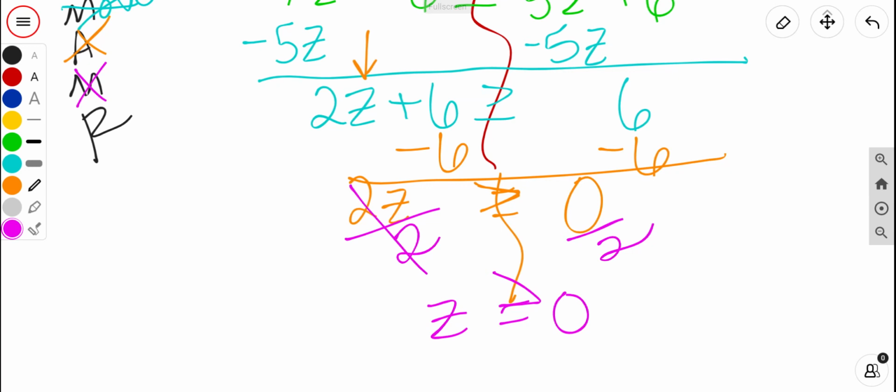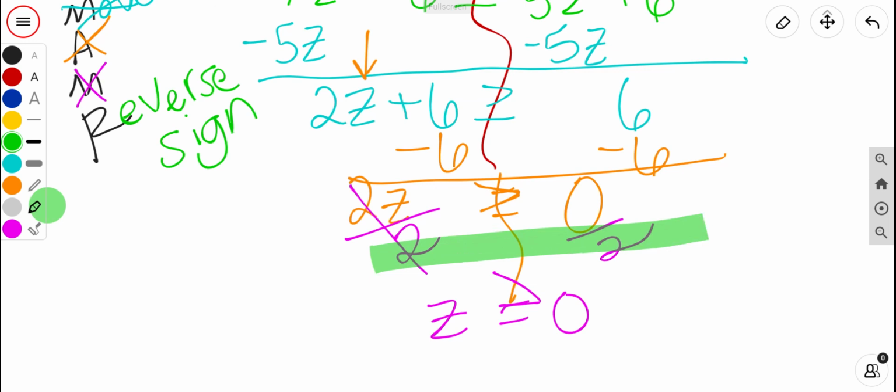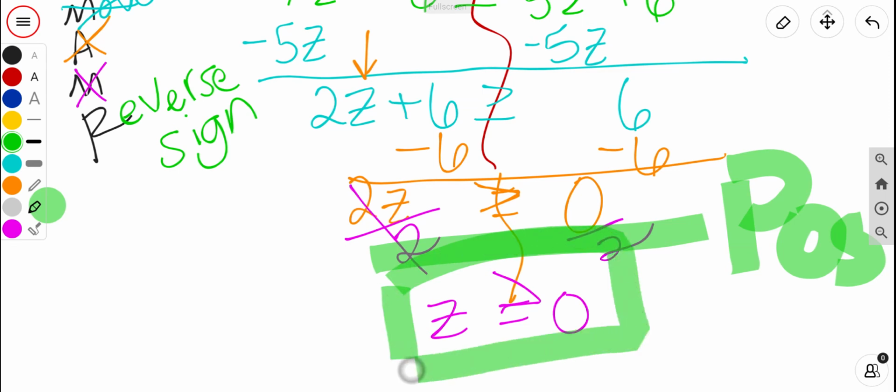Okay, and last but not least, reverse. So we reverse the sign if we multiply or divide it by a negative. So when I'm looking at this, negative, nope, this was positive. Okay, and the z was on the left, so we are done with that problem. Z is greater than or equal to 0.